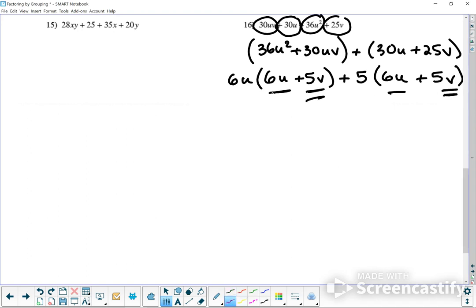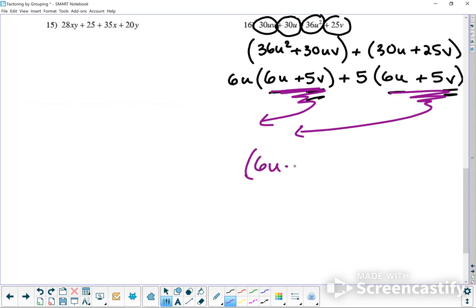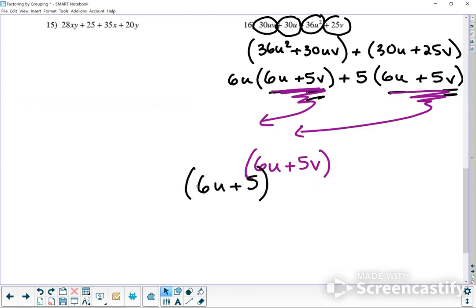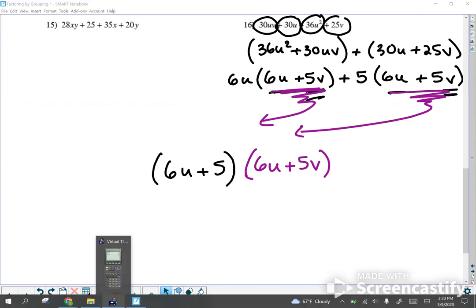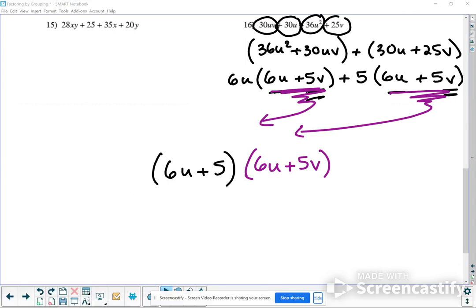So what do we got? We got this right here. We're going to go ahead and factor it out to be 6u plus 5v. And then left over is 6u plus 5. And some of you guys might be thinking, yes, you can put it in the front if you like. Either way is fine. All right. So the last couple ones were a little tricky, right? But hopefully you learned a thing or two.